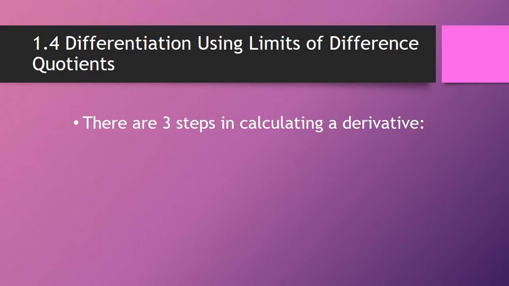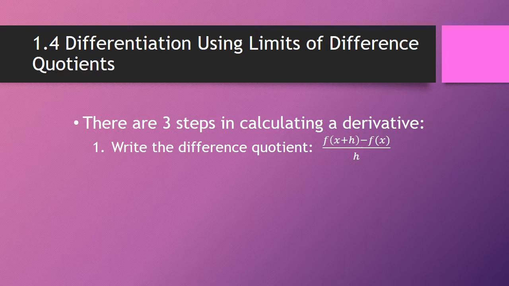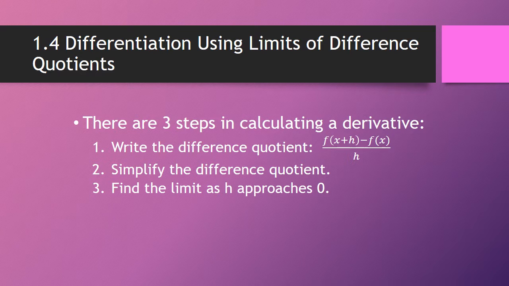Three steps to figuring out a derivative, at least for now. We're going to get to some shortcuts for that, but right now you need to understand how the long process works. The first thing you do is write the difference quotient. You take the difference quotient, we've done this before, and put the function into it. Then you simplify it as much as you can. You cancel the h's where you can, and then you find the limit as h approaches 0.